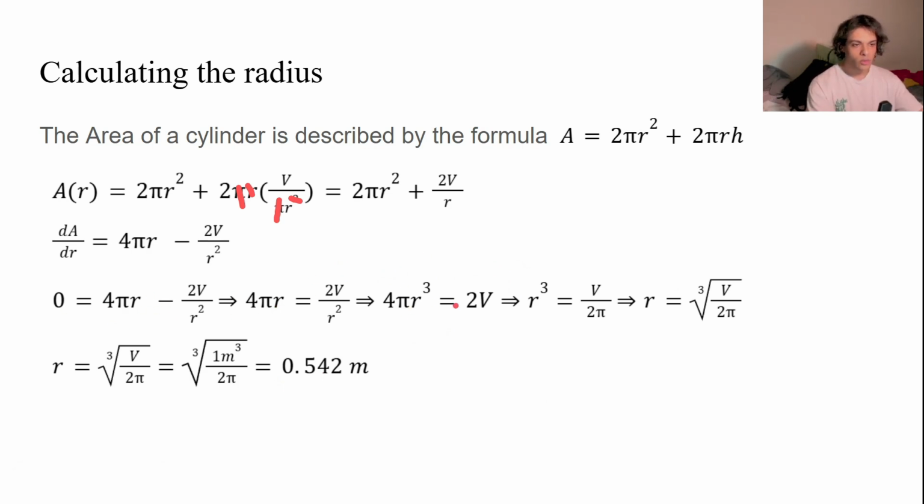If we take the r squared to the other side, it's going to be 4 pi r cubed equal to 2v, and then we take the 2 pi to the other side. Now we have r cubed equals v over 2 pi, and we take the cube root of both sides, and now we get r is equal to the cube root of v over 2 pi. So we substitute the volume in, which is 1 meter cubed, and we get the radius that we need. The radius that we need is around half a meter.